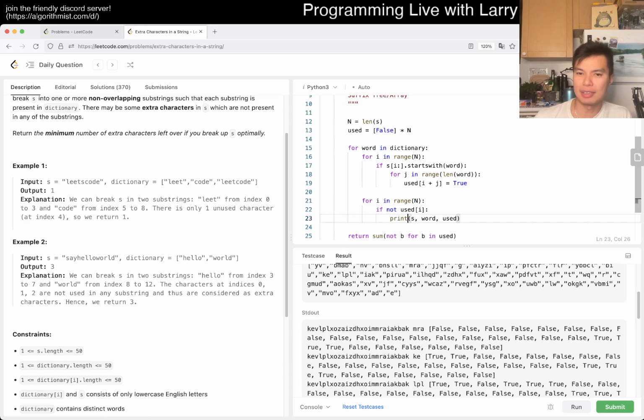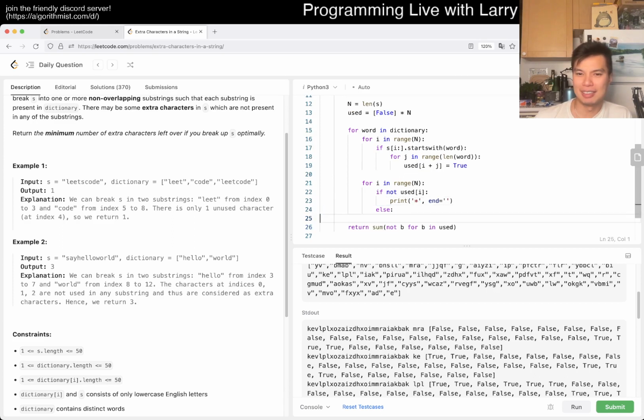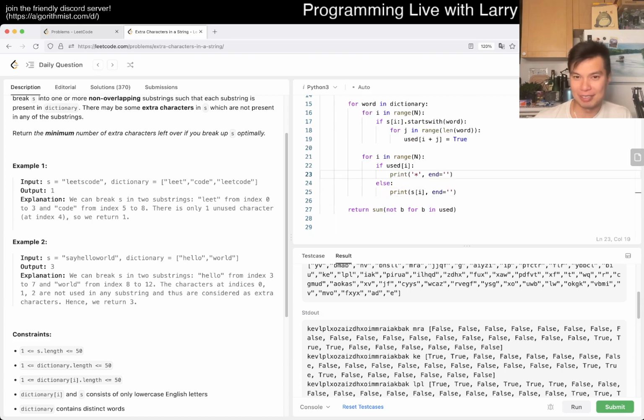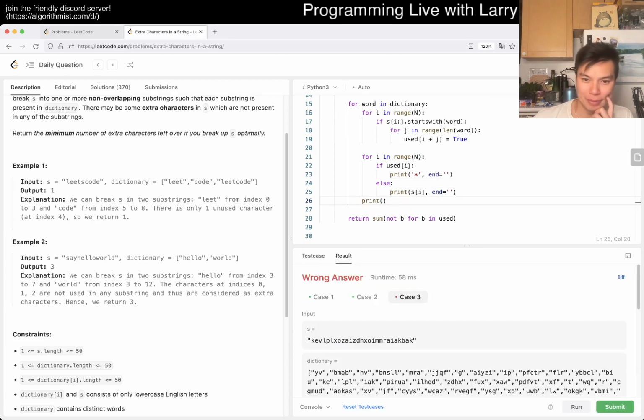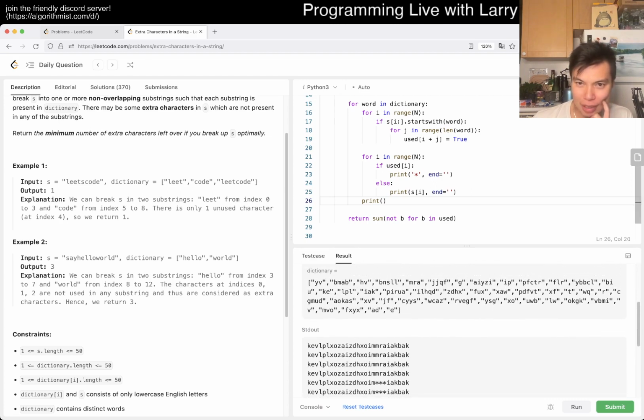If it is not used, print s sub i, else. This is a double negative too. This is terrible. Coding at 2 a.m. is not great, I suppose. Right, so that's not right?